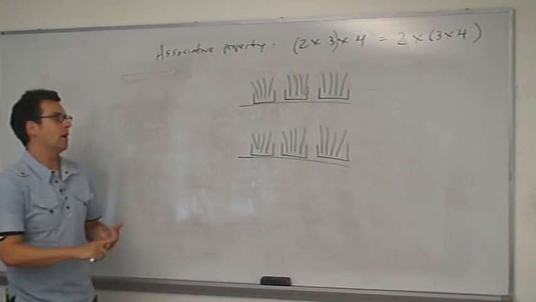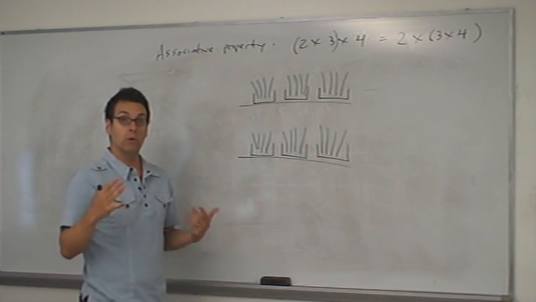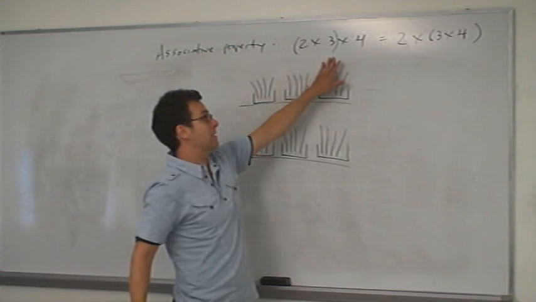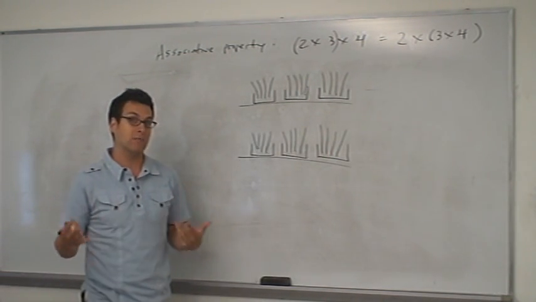So 2 shelves, on each shelf 3 boxes, in each box 4 flowers. Now, what we are going to do to illustrate the associative property is to illustrate that the left-hand side and the right-hand side of this equation are identical. And we're going to do that by simply counting flowers.